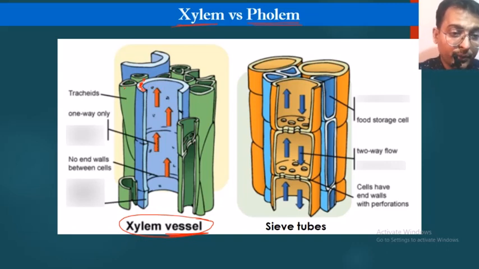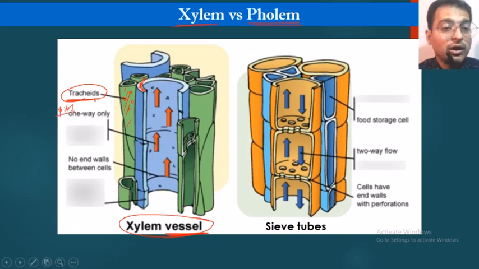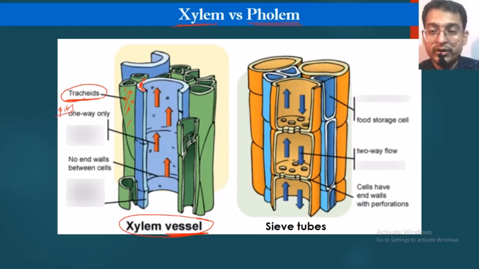The other important one is the tracheids. Okay, tracheids. So both the tracheids and vessels are non-living because they don't have a nucleus. Vessel is a continuous pipe, whereas in a tracheid the transport is taking place through the pits. Okay. Now let us compare this xylem with the phloem.